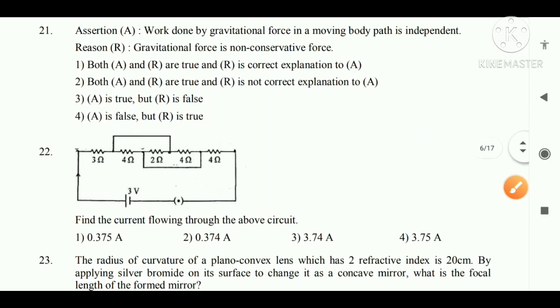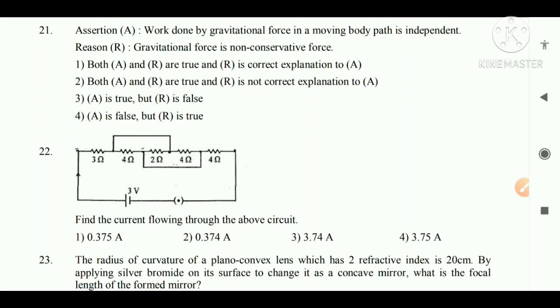Here it is. Assertion A, work done by gravitational force in moving a body is path independent. Reason R, gravitational force is a non-conservative force. Here are the given options. Option 1, both A and R are true and R is the correct explanation of A. Option 2, both A and R are true and R is not the explanation of A. Option 3, A is true but R is false. Option 4, A is false but R is true.